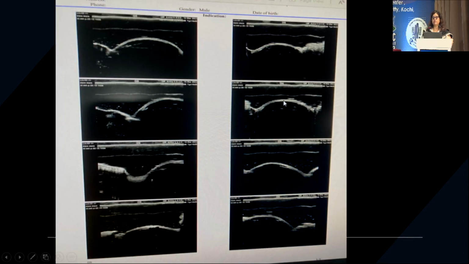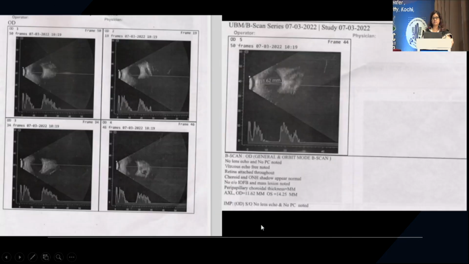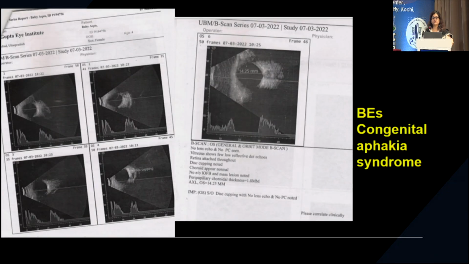And this is the UBM picture. UBM is very, very important, again I'm emphasizing, and there are no lens echoes seen. In this B scan also, there were no lens echoes seen. One eye was microphthalmic, with an axial length of 11.62, and the other eye had an axial length of 14.25. So the diagnosis of congenital aphakia in both eyes was made.